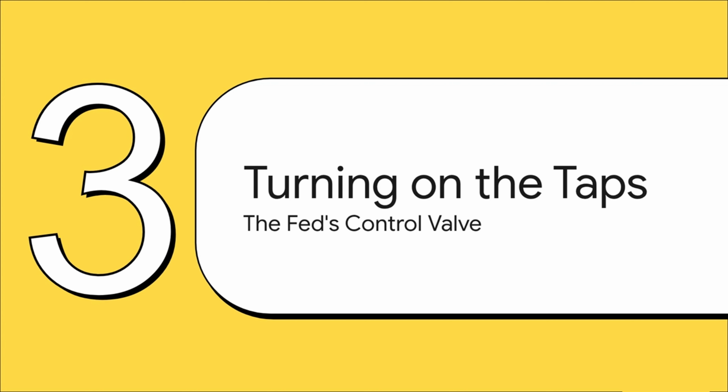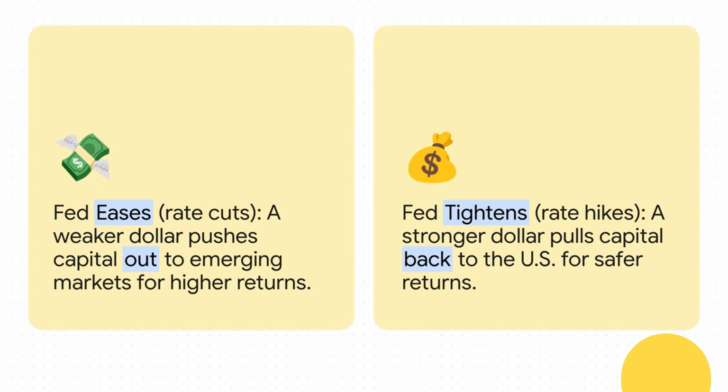Now for the really crucial part: how does the Fed, the operator of this whole thing, actually control the flow? How does it turn that valve? It all boils down to one main tool: interest rates. It works like this. When the Fed eases, meaning it cuts interest rates, it suddenly becomes super cheap to borrow dollars. So what happens? All that capital floods out of the U.S. and into emerging markets like India, searching for better profits.